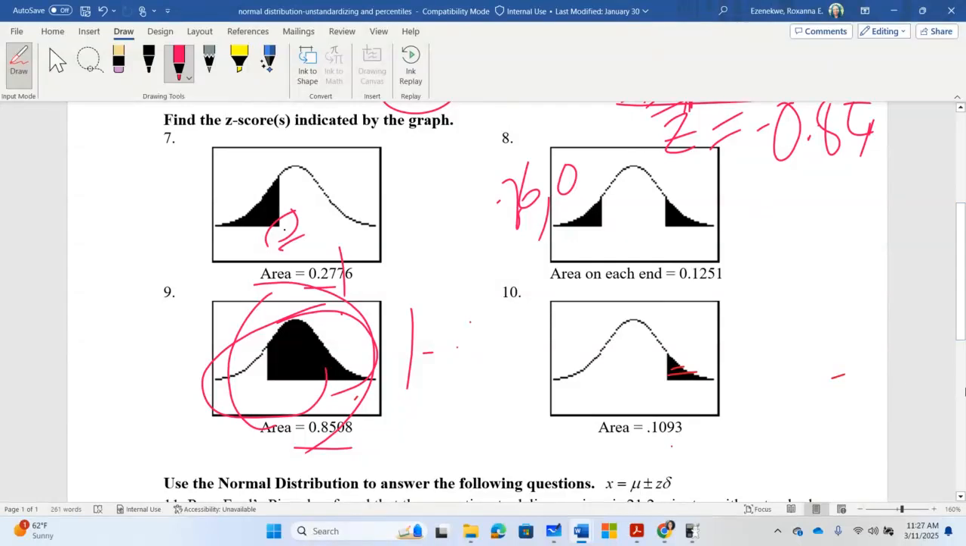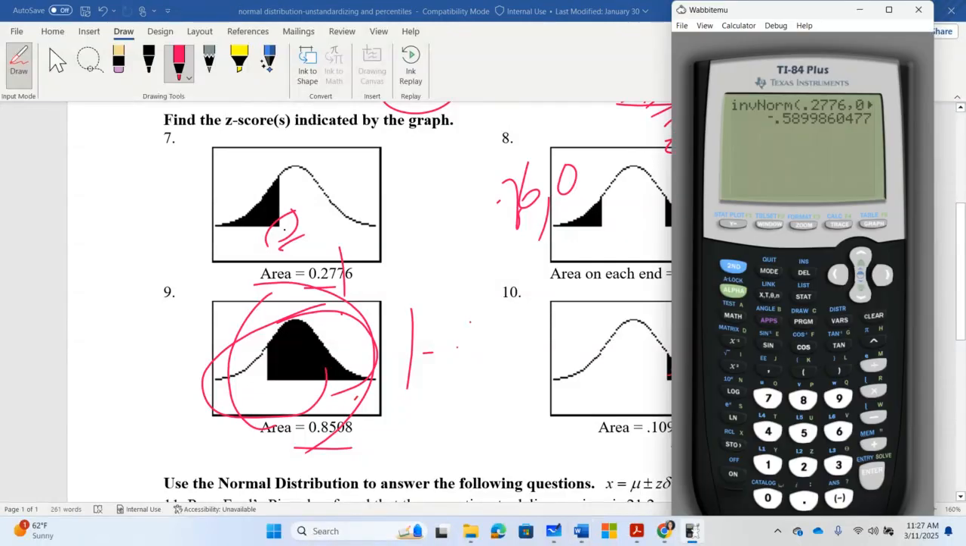I'm going to get my calculator. I can do it with my calculator, I don't have to, but anyway. So I do second distribution, number 3. And then right here, instead of putting in the number 0.8508, I'll just put in 1 minus 0.8508. Why?